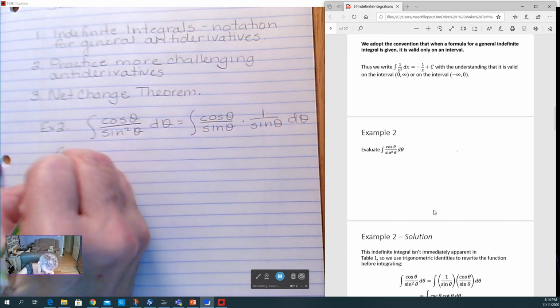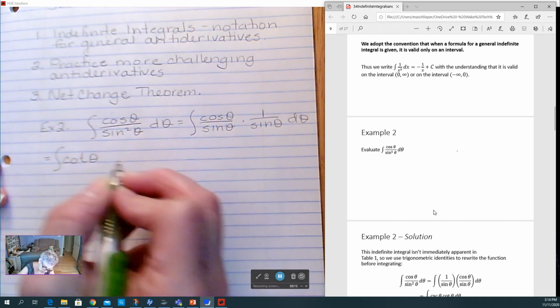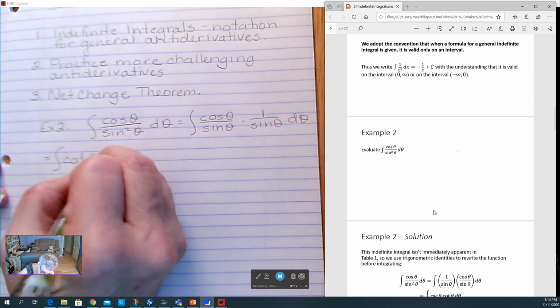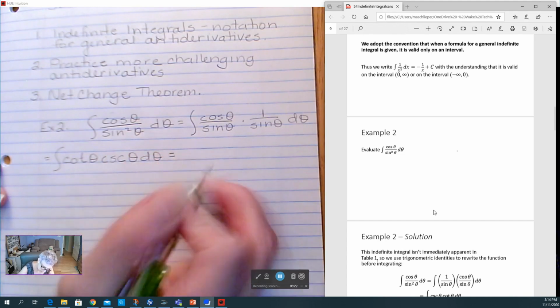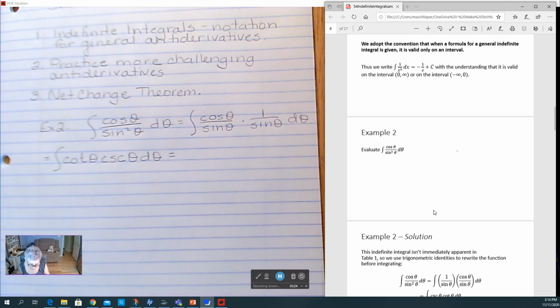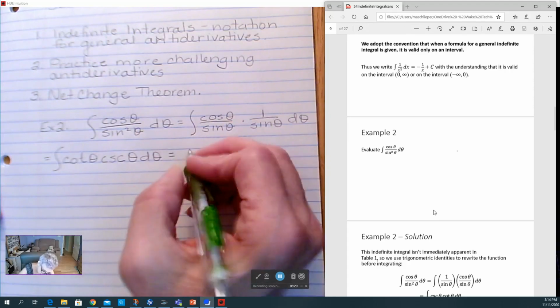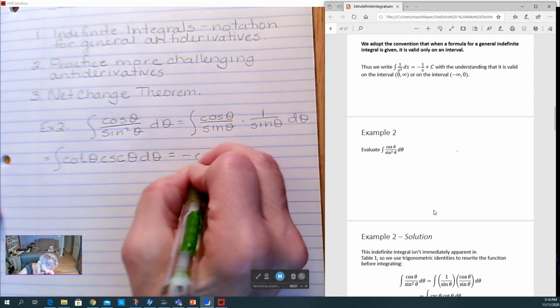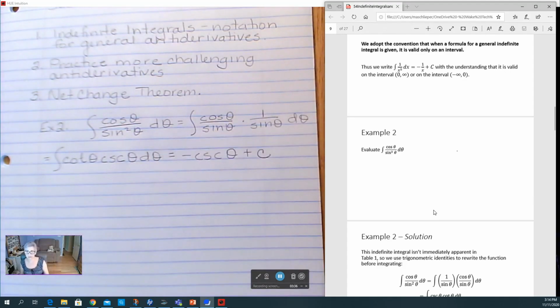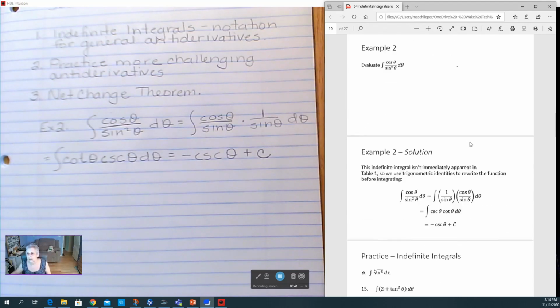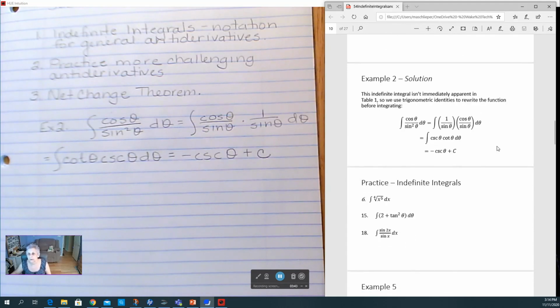Cosine over sine is cotangent. 1 over sine is cosecant. We always have two cosecants and a cotangent, so the antiderivative of this is negative cosecant of theta. Don't forget to add c. Easy enough. There's the pretty answer. Let's practice a couple more.